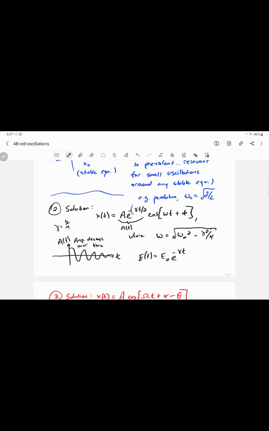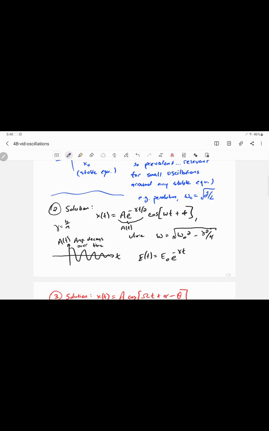This decay rate, or the thing related to the decay rate, gamma, is saying how quickly this thing is decaying, and it's related to the damping coefficient b. This ratio b over m gives just a new constant called gamma, and the bigger gamma is, the quicker this thing decays over time.